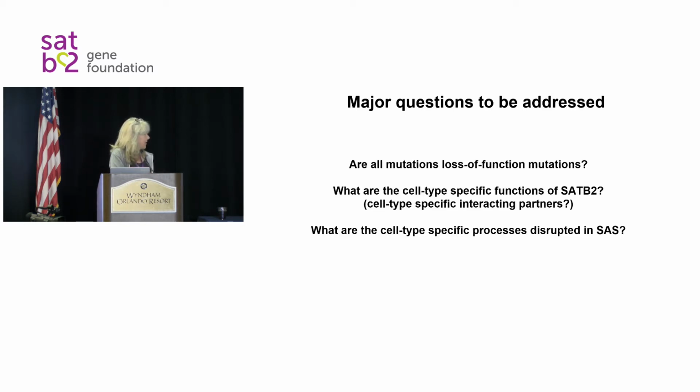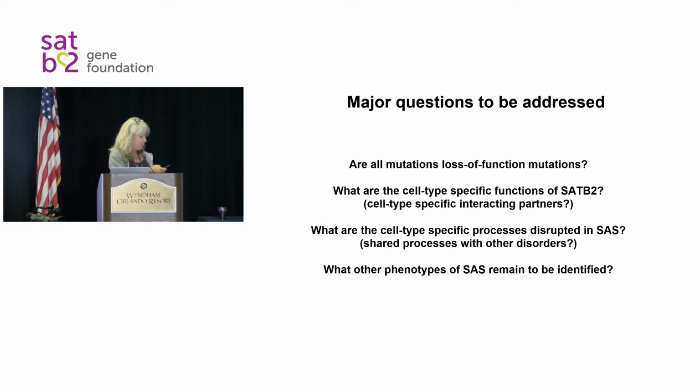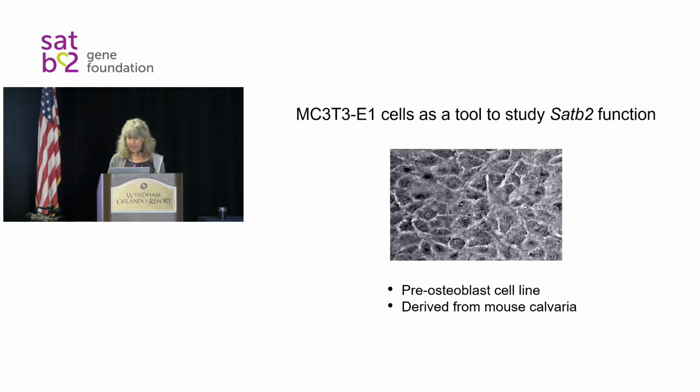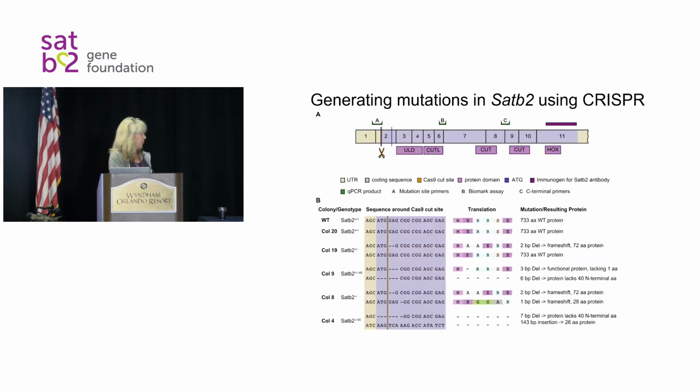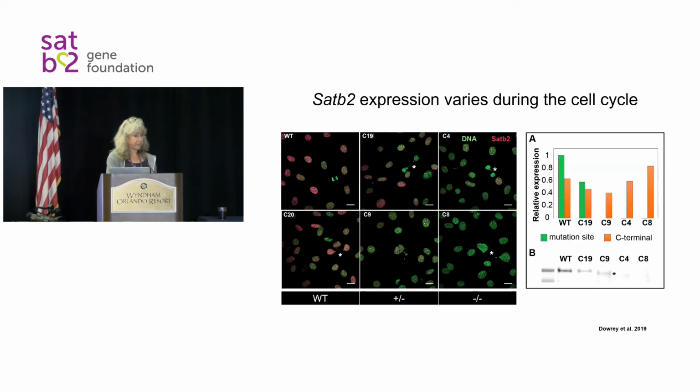Okay, moving on to trying to understand some of these cell type specific mechanisms, I will briefly discuss some of the work that we've done looking at bone development. We use mouse models, both in vivo in the mouse as well as in vitro in a cell culture system. In that system, we used CRISPR to make mutations in the SATB2 gene. We have a number of different mutations that we used. All of these are loss of function mutations.